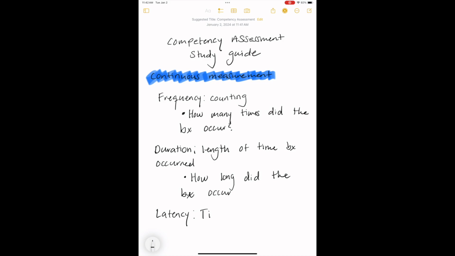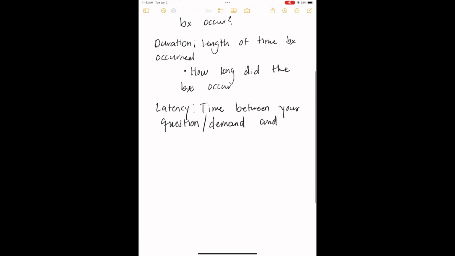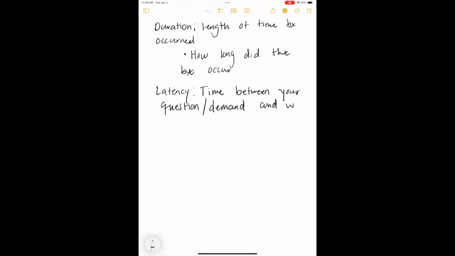So I'll write here: time between, just to make it really simple, between your question or demand, and when the learner responds.